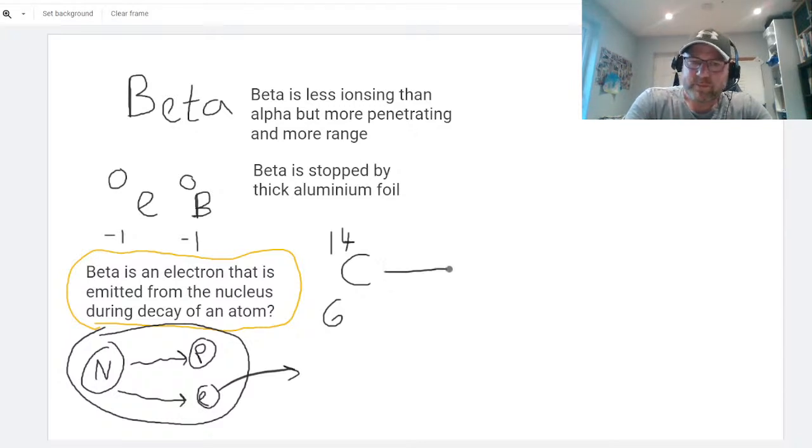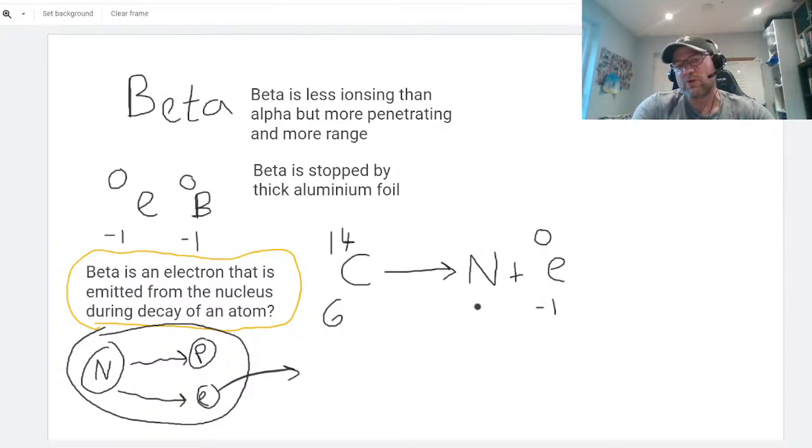Now, this is the nuclear equation for the decay of carbon-14. You don't need to know any of these off by heart, but you do need to be able to apply your knowledge to them. So, here is my beta particle, 0 and -1. Can anyone tell me what the two new numbers for the nitrogen formed from the decay of carbon-14 are?